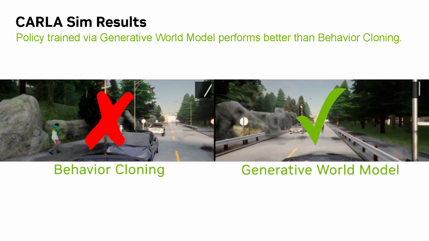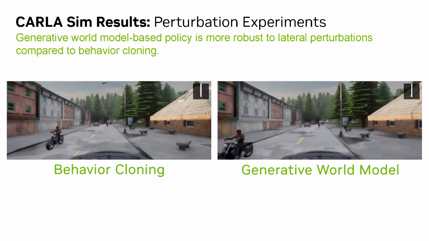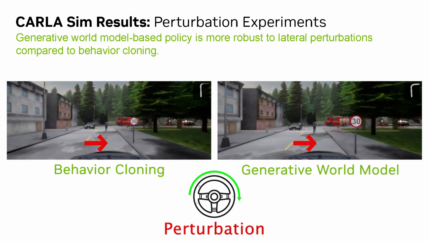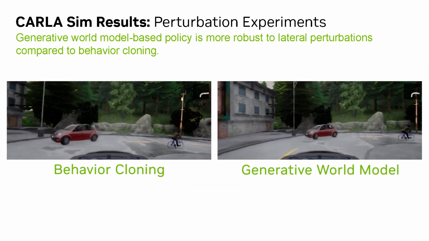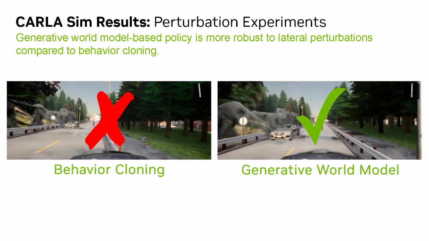In this example, we see the BC agent on the left crashing, while the Gen world model agent on the right does not. We next purposefully push the models outside of their training distribution by applying lateral perturbations. The world model trained agent recovers from both perturbations well, while the BC policy crashes.